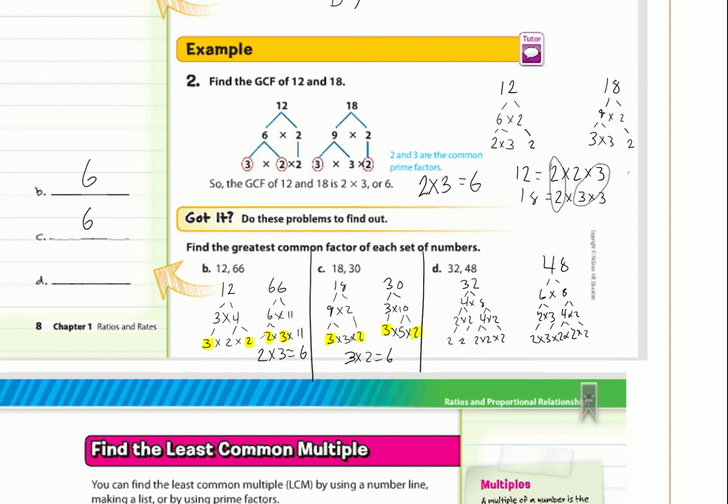Now for D, I have my prime factorizations already set. 32 is going to be 2 times 2 times 2 times 2 times 2. 48 is 2 times 3 times 2 times 2 times 2. So I'm going to pair up this 2 with this one. I compare this 2 with this 2, this 2 with this 2, and this 2 with this 2. So that means I have 4 2s. So 2 times 2 times 2 times 2, which is going to equal 16.